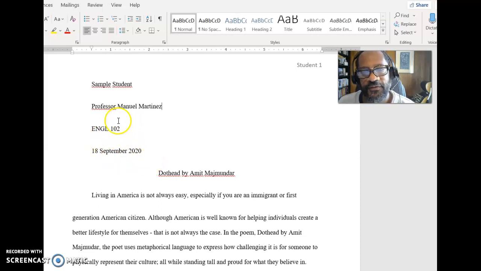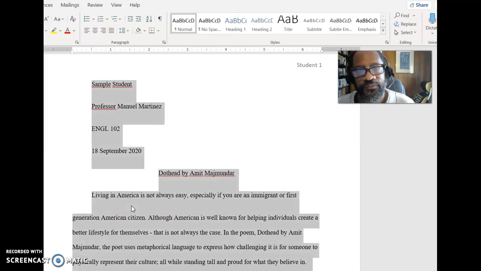But some of you might have seen in my comments that you've got extra space in there. And some of you might have said, well, I didn't put any extra space in there. I only hit return once. Well, let me show you how to get rid of that extra space, because it seems like there's extra space right there. If I do Control A on the computer, it selects all. And then I go right up here to where it says paragraph.